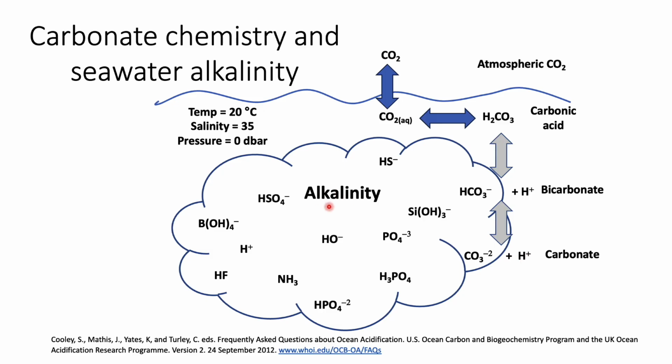So when we talk about alkalinity, we are actually talking about the concentration of all the other ions. Bicarbonate ions are there, carbonate anions are there, phosphates, hydroxides, H plus ions, borates, sulfates, persulfates and silicates. All the types of ions which are present are actually considered.